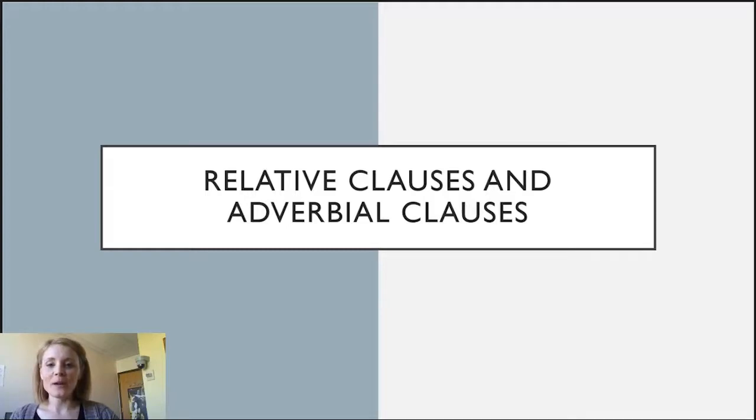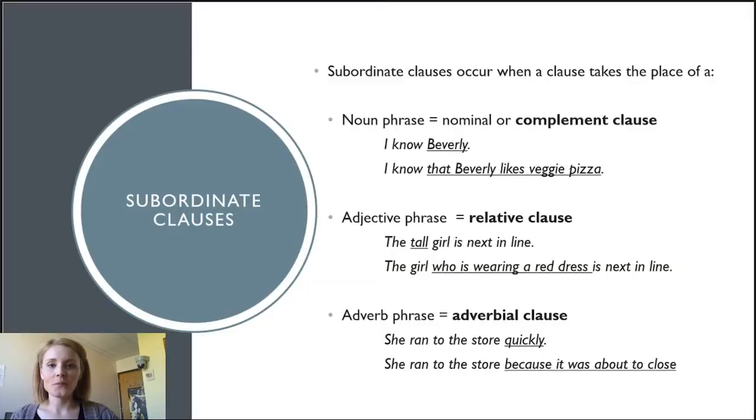In this video, I'll be going over relative clauses and adverbial clauses. As a review, subordinate clauses occur when a clause takes the place of a noun phrase, an adjective phrase, or an adverb phrase. When a clause is functioning as a noun phrase, it's a complement clause. A relative clause functions as an adjective phrase, and an adverbial clause functions as an adverb phrase.